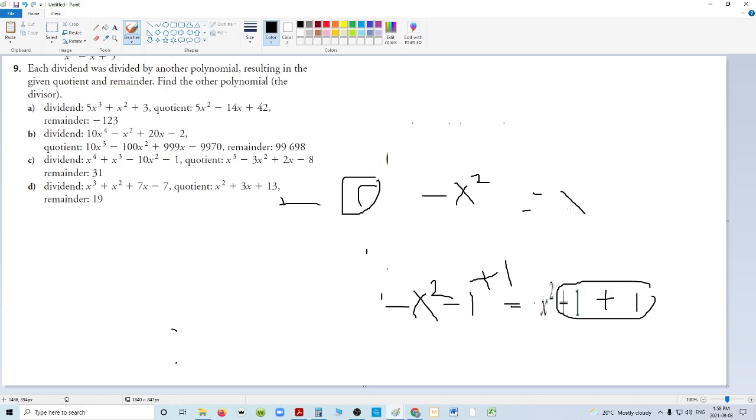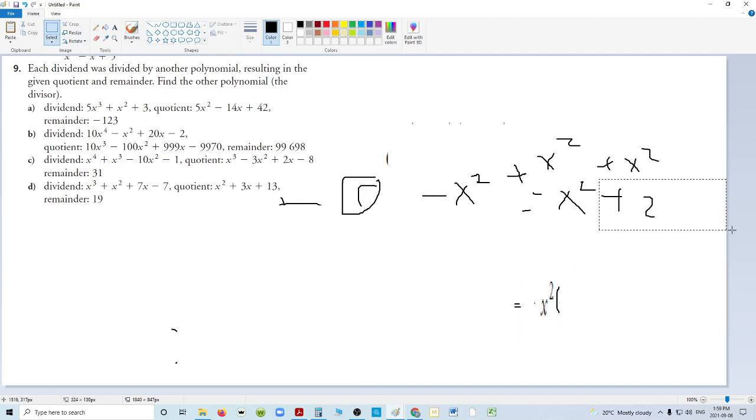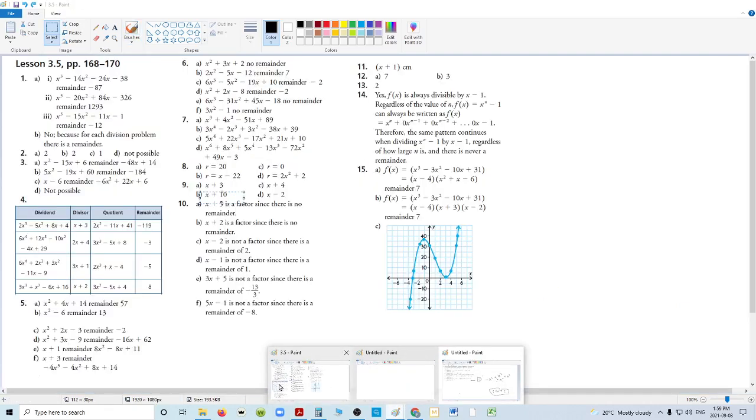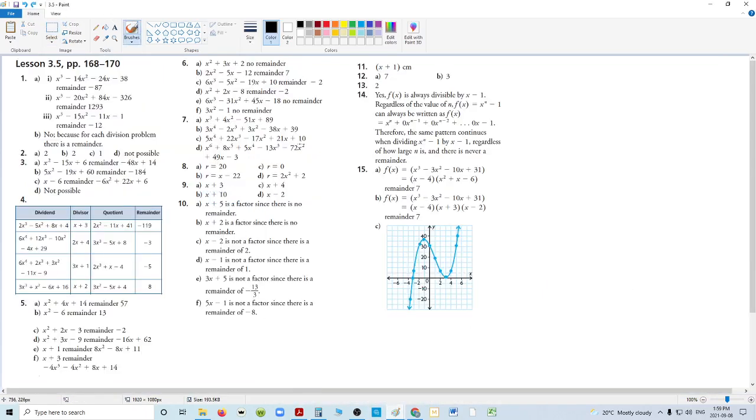Is equal to x squared plus 2. Now when I add x squared to both sides again, this thing doesn't disappear. It becomes 2x squared. So what we're left with is r is equal to 2x squared plus 2. And if you look it up in the book, pretty sure you'll see that, let's see where it is, 2x squared plus 2 right there.